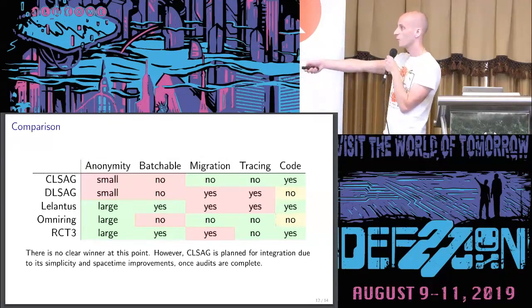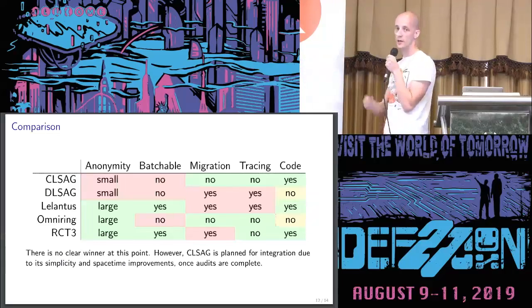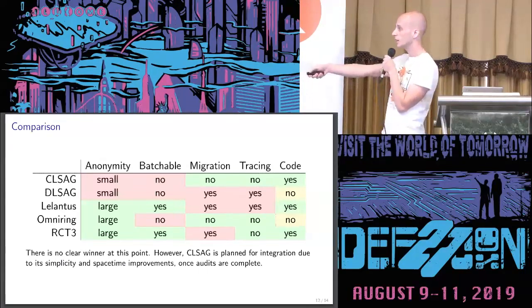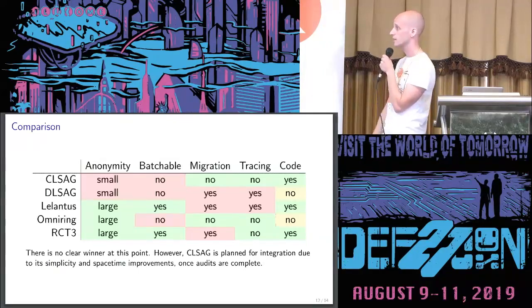Batching is something we want to be able to do. It means that you can take a bunch of transactions and very quickly and efficiently verify them much more quickly than you could on their own. It's kind of a mixed bag whether or not you can do this. A couple of proposals like Lelantus and RCT3 do let you do this.